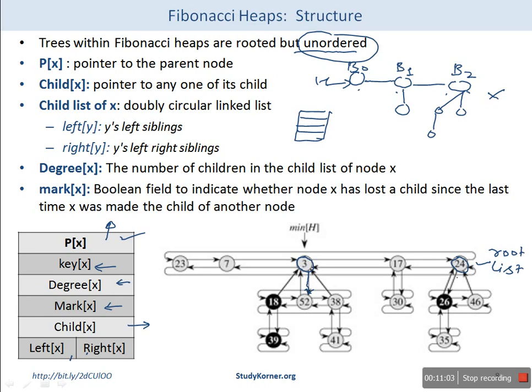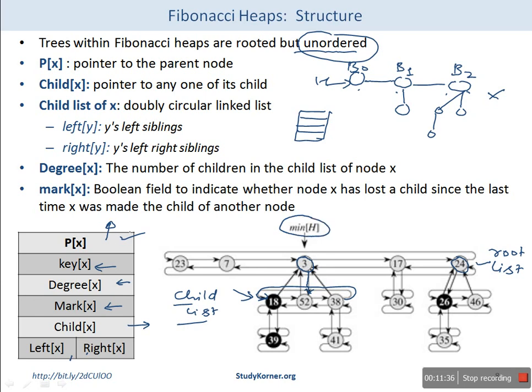So the root list is also a circular doubly linked list. Similarly, every child maintains a circular doubly linked list in which the rightmost child points to the leftmost child. So this is your child list. It is also a circular doubly linked list. Similarly here, if only one child is there, the left and right pointer point to the same node. And the min pointer is pointing to the minimum element in the root list.